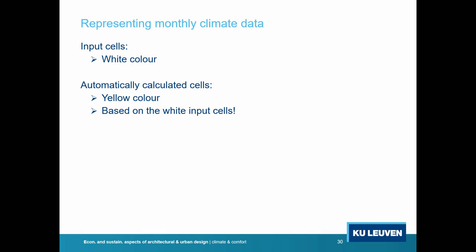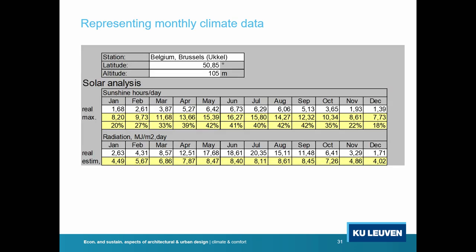And the yellows are calculated only once the white ones have been input, because they need these data to be calculated. So they cannot calculate automatically. For example, if you don't fill in the latitude, then the yellow ones will not be calculated because that's required to do so. But let's see what we need to do.